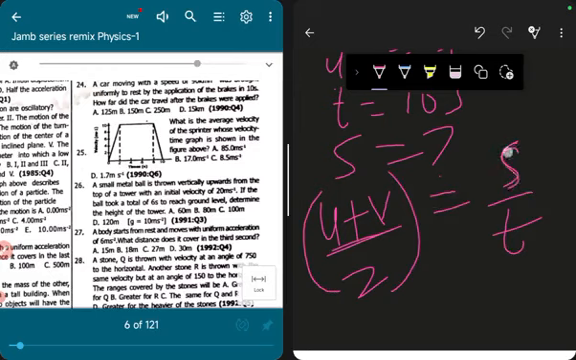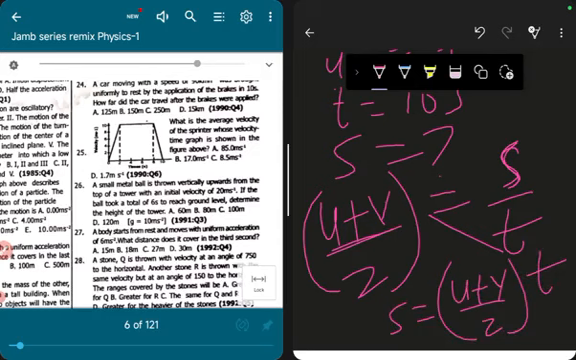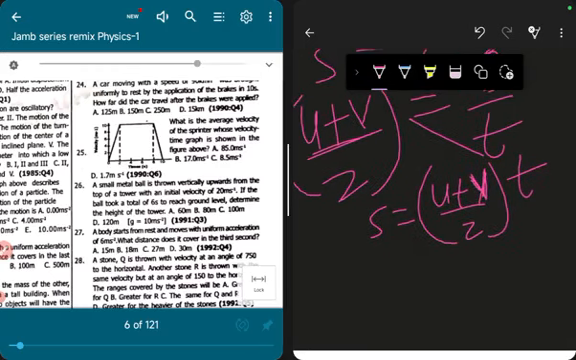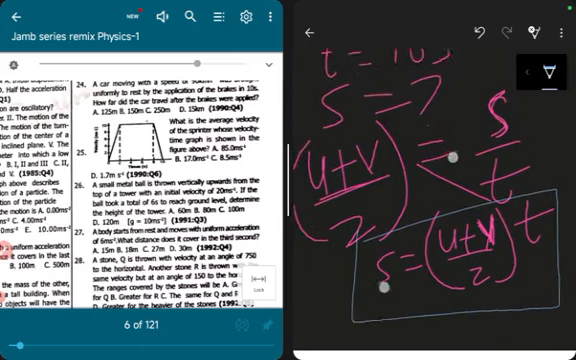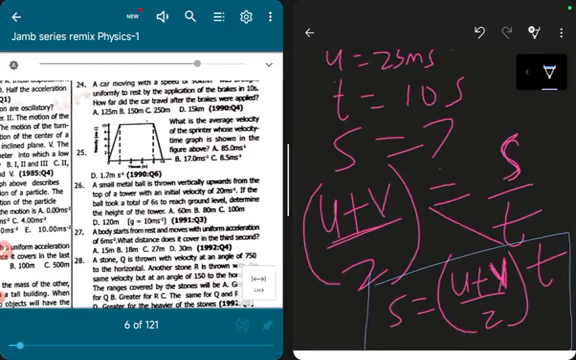So if I'm to make distance the subject, just cross multiply the time. S will be equal to U plus V over 2 times T. This equation can be modified to give you S equals UT plus half AT squared by substituting V equals U plus AT. But in JAMB, you're not proving. So this is the formula we need: average speed is total distance over time, so distance is average speed times time.